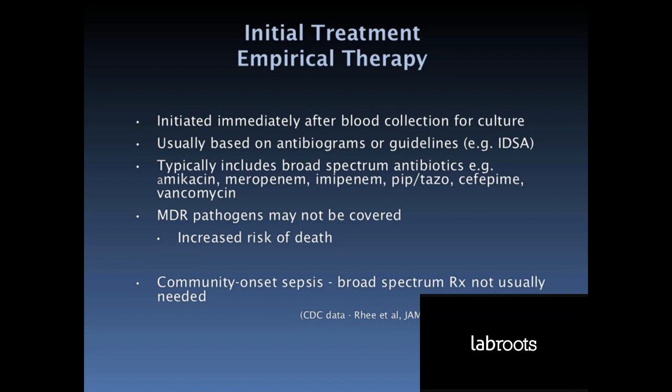Treatment of sepsis is a matter of great urgency. Blood is collected as soon as possible, followed by the initiation of empirical, that is, best guess antibiotic therapy. Typically, broad-spectrum antibiotics are used because the pathogen is unknown at this time, and there are no susceptibility results available to guide appropriate therapy. The choice of empirical therapy is usually based on the local antibiogram or recommended guidelines, such as those of the Infectious Diseases Society of America, the IDSA. This therapy may include antibiotics such as amikacin, carbapenem, piperacillin tazobactam, cefepime, or vancomycin.